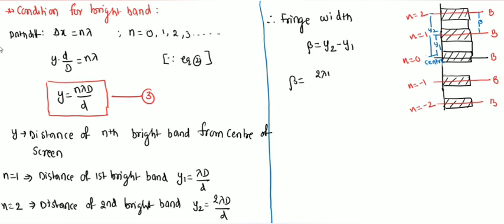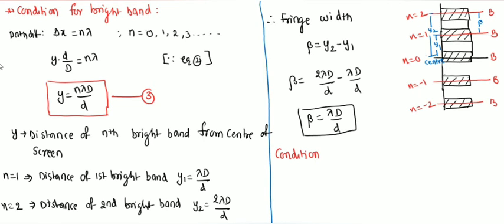That is 2 lambda capital D minus lambda capital D by small d. Finally, we will get the beta formula, that is lambda capital D by small d. This is the formula for the fringe width, based on the condition for bright band. Based on the condition for dark band also we can derive.